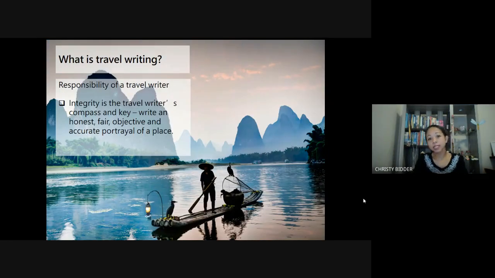As a travel writer, you will have a fundamental commitment to your readers to explore a place deeply and fully and to report the information your reader needs to know by writing an honest, fair, objective, and accurate portrayal of that place. Integrity is the travel writer's compass and key. So keep that in mind, ladies and gentlemen.